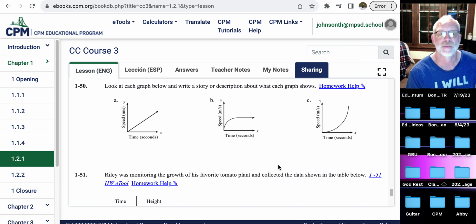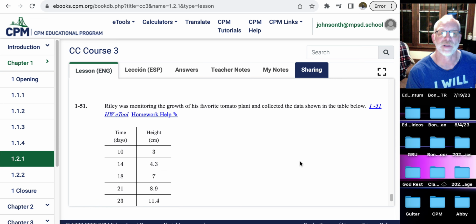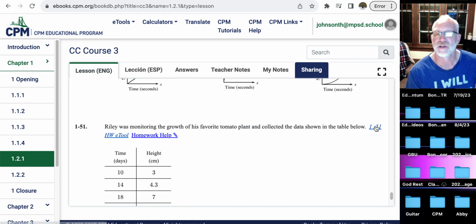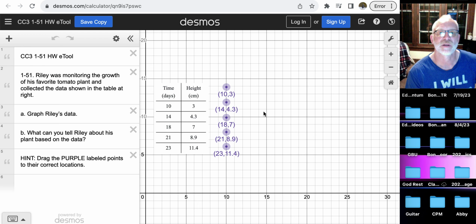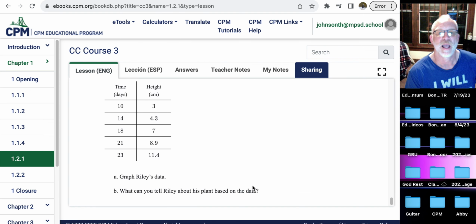What happened there? Riley was monitoring the growth of his favorite tomato plant. He collected the data below. Graph it. And you can do this on an e-tool too to graph it. And what can you tell about his plant based on that data?